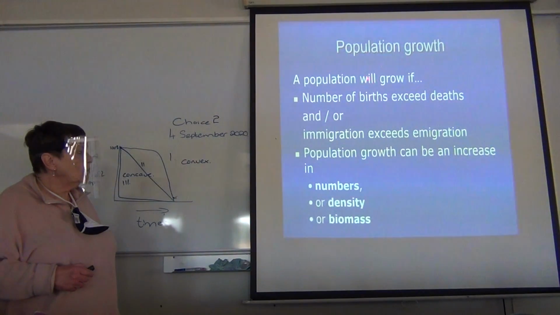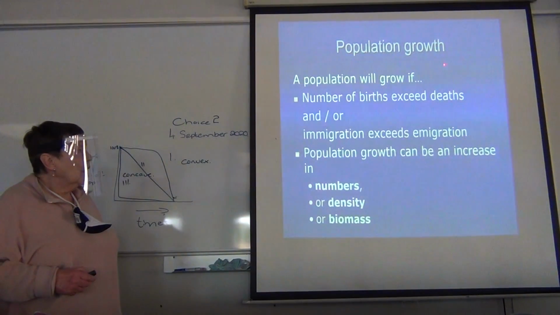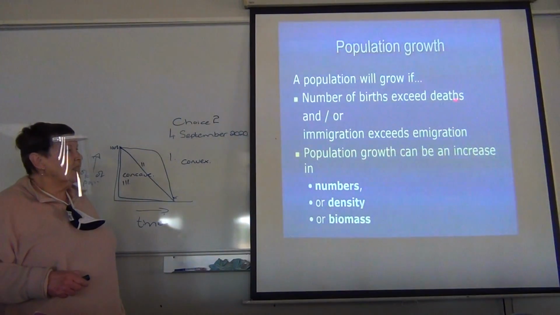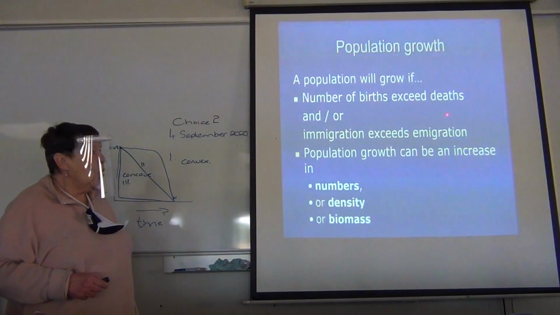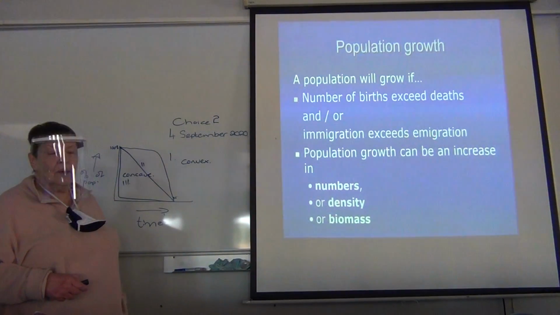Okay, all right. Population growth. A population will grow if the number of births exceeds the number of deaths, and immigration exceeds emigration.